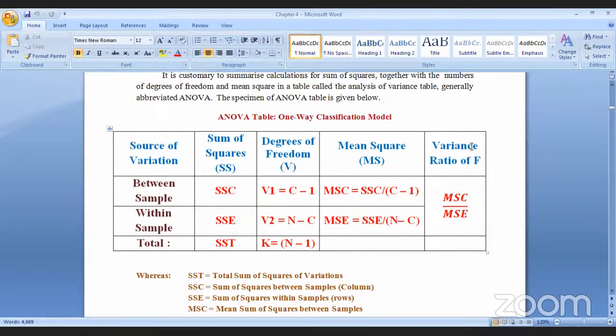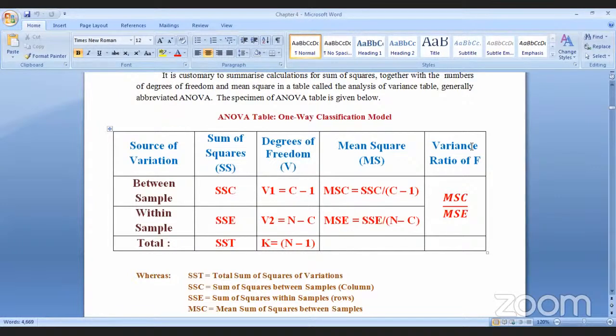For between samples, the first one is SSC, then V1 is equal to C minus 1. Okay, MSC is equal to SSC by C minus 1. Then you will get the MSC value. The next one is within samples, that is SSE, and V2 is equal to N minus C.